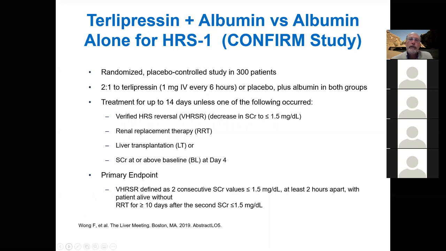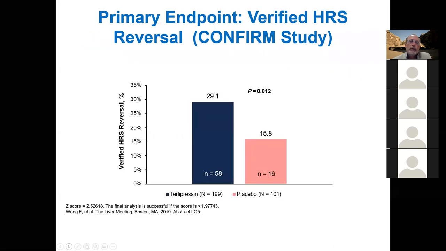This talks about the CONFIRM study, terlipressin plus albumin versus albumin alone, and verified reversal, change in renal replacement therapy, avoiding liver transplant, serum creatinine changes. These are all important endpoints that took place. You can see in the CONFIRM study basically a doubling of hepatorenal syndrome reversal, p-value 0.012. This is more about the FDA data.